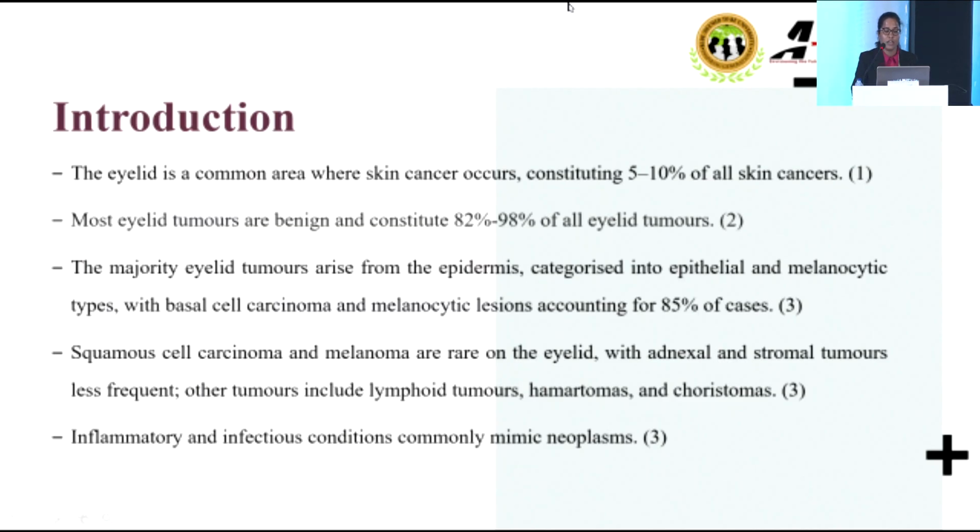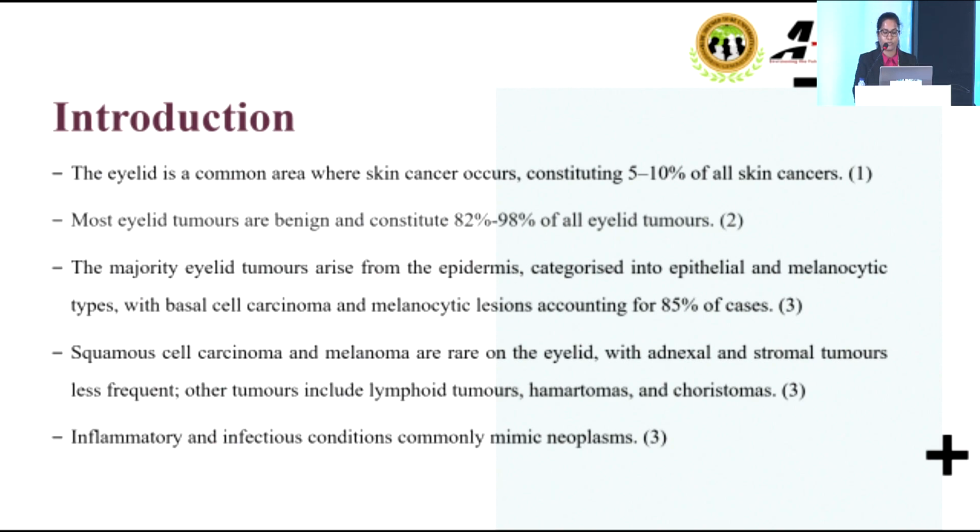Good evening all. I am presenting my work on magnitude of different lid tumors presenting in a tertiary hospital of North Karnataka. The eyelid is a common area where skin cancer occurs, constituting 5 to 10% of all skin cancers. Most eyelid tumors are benign and constitute 82 to 98% of all eyelid tumors. The majority arise from the epidermis, categorized into epithelial and melanocytic types, with basal cell carcinoma and melanocytic lesions accounting for 85% of the cases.